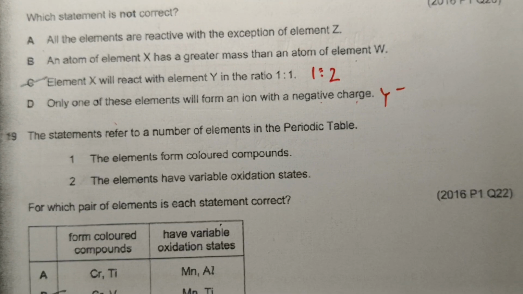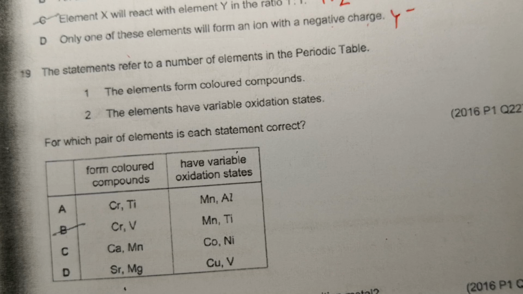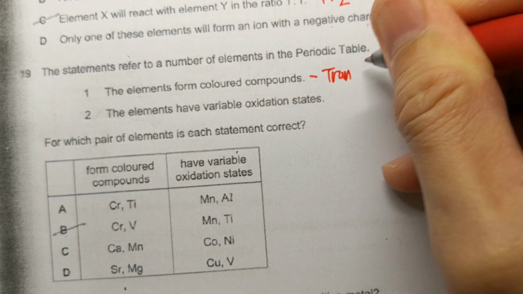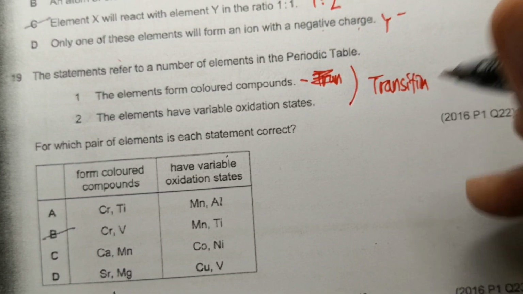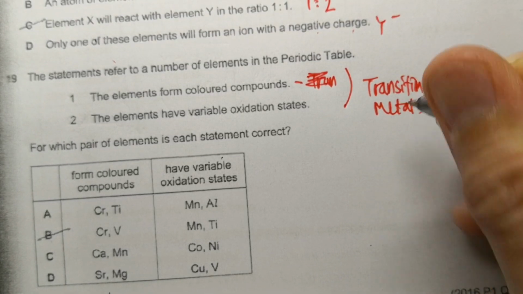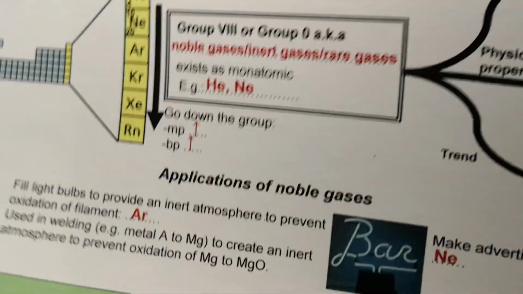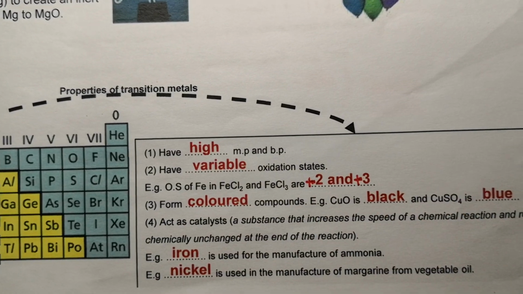Okay, number 19. The statements refer to a number of elements in the periodic table. For which pair of elements is each statement correct? Form colored compounds. These are basically the transition metals. Actually both are transition metals. All these are transition metal properties. You can refer to the last page of your mind map to look at all the properties of transition metals. They are all there in the last page of the periodic table mind map.